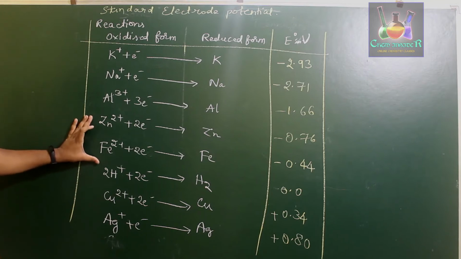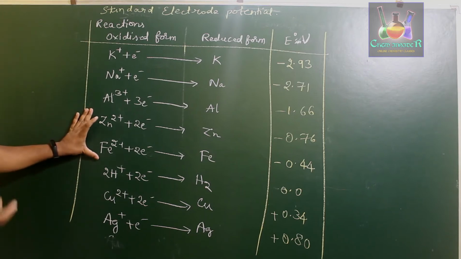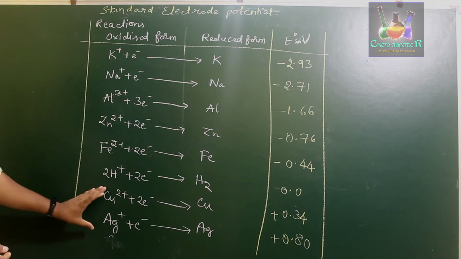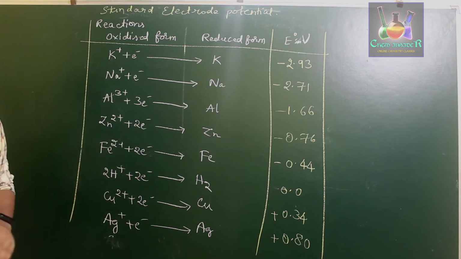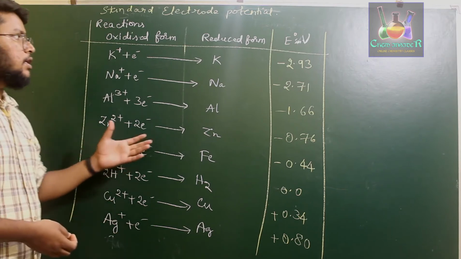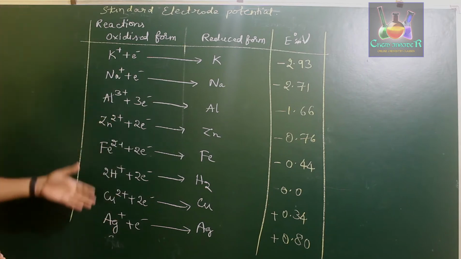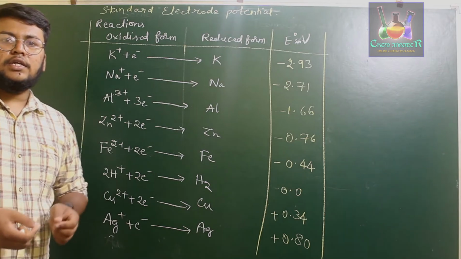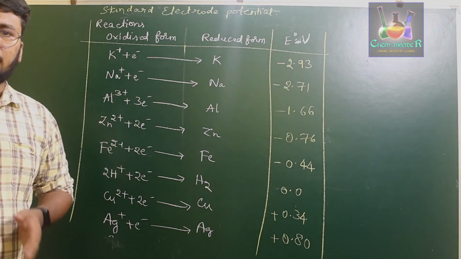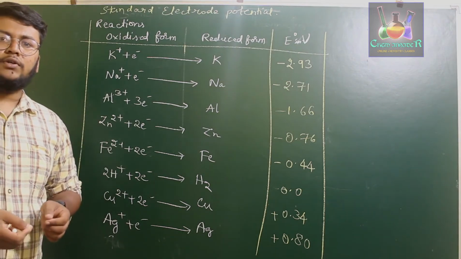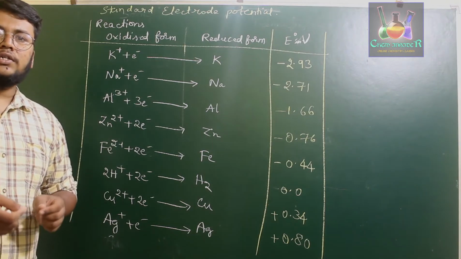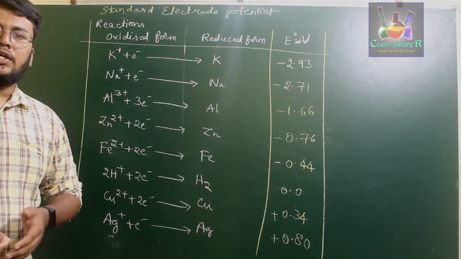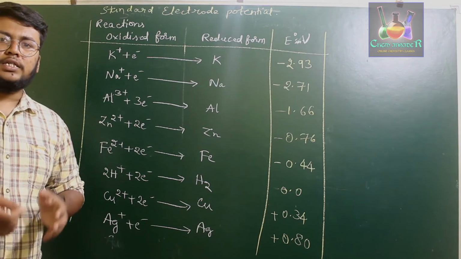One group of metals has electrode potential in the negative value, and the other has electrode potential in the positive value. So what is this particular series called? This arrangement of metals in the increasing order of their electrode potential is called the electrochemical series.